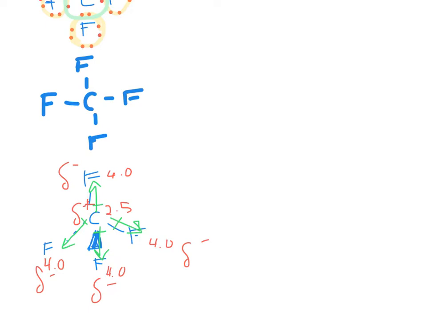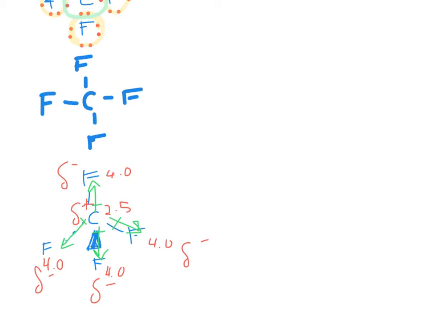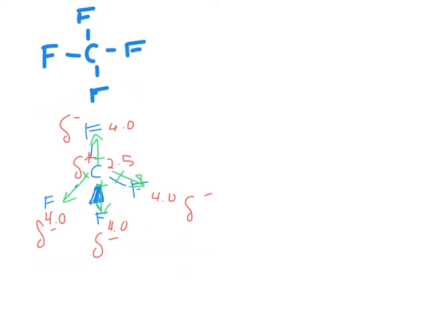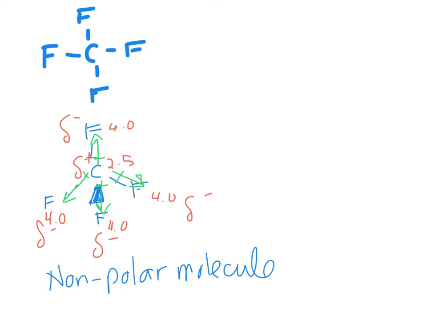Now when I look at this molecule, I notice that all 4 of my arrows are equally spread out and pulling on the carbon equally, which means the forces are balanced. So this molecule is considered symmetric, and this is a non-polar molecule. So this is an example of a non-polar molecule that actually has polar covalent bonds.